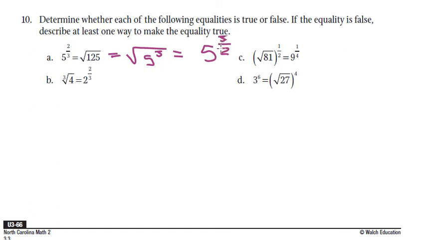All right, so this is false because right now we have a situation where it is the opposite of what we want. So really, if we wanted to create one that was equivalent to this, we would need to have the cube root of 5 squared, right?